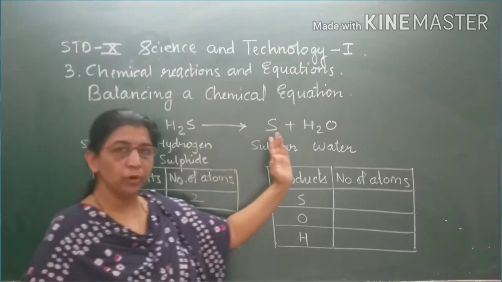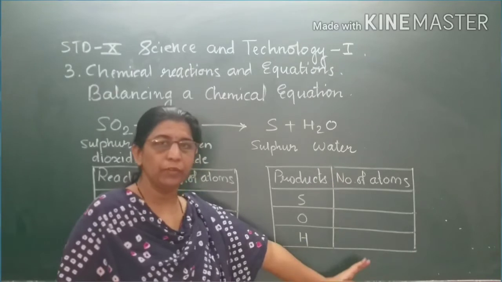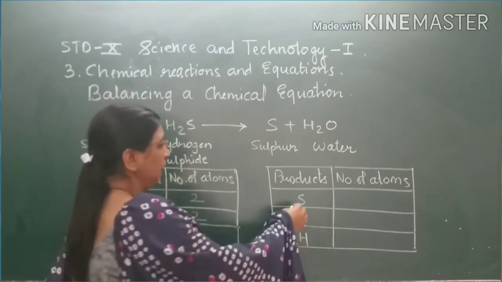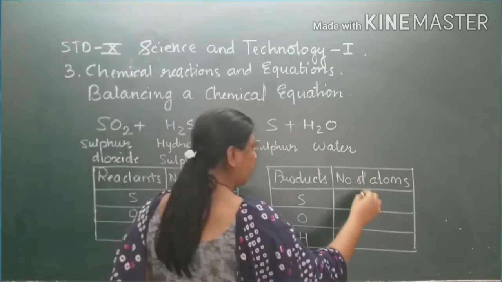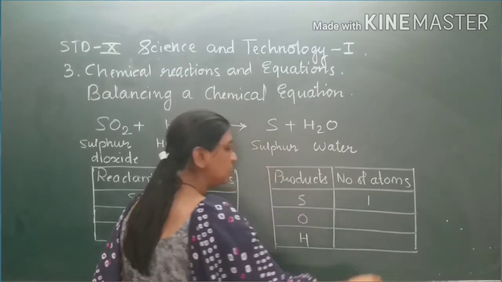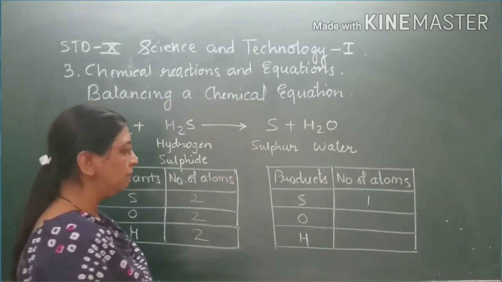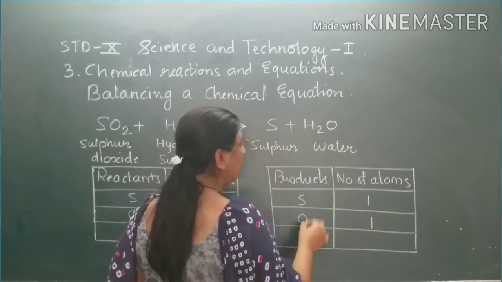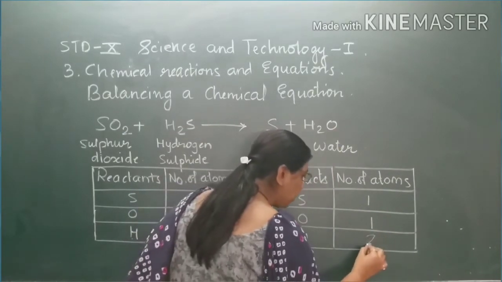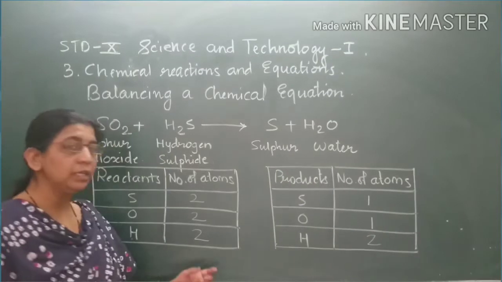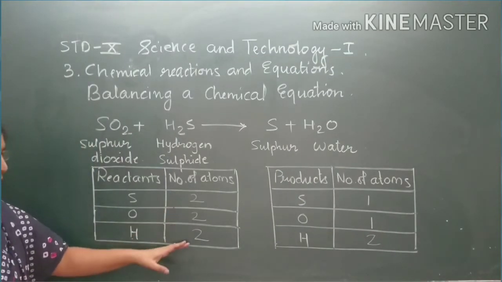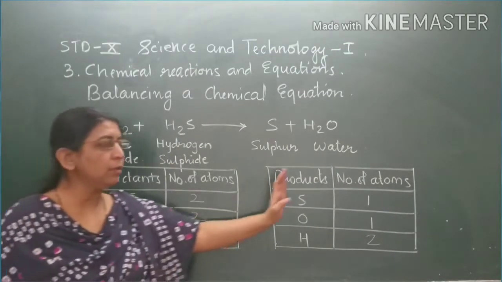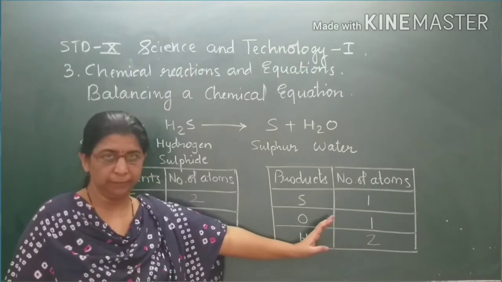Let us come to the product side and write down the number of atoms in the same way. Sulfur, here you will find the number of atoms present is only 1, whereas oxygen has only 1 atom and hydrogen has 2 atoms. Now let us see the table. Here the number of atoms in the reactants and the number of atoms in the products are different.